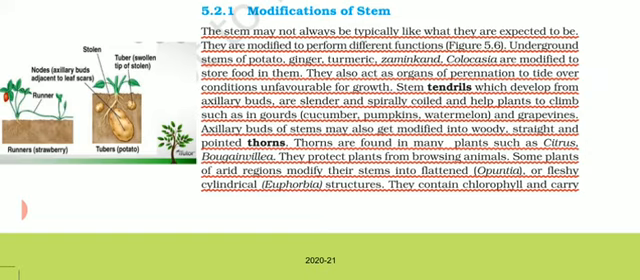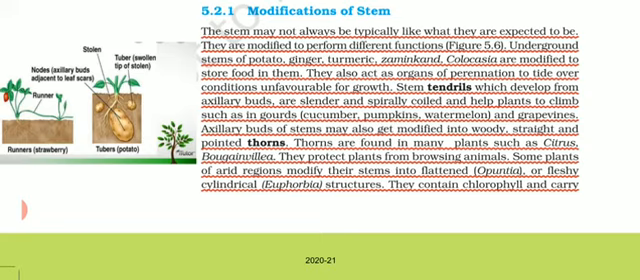The very first is that sometimes the stem is found underground. Generally, we say that the shoot system is always found above the soil, but there are certain modifications like potato. It is an underground stem. Ginger is an underground stem. Then turmeric, then zamikand, colchicum. All of these are present underground in the soil and they can store food in them.